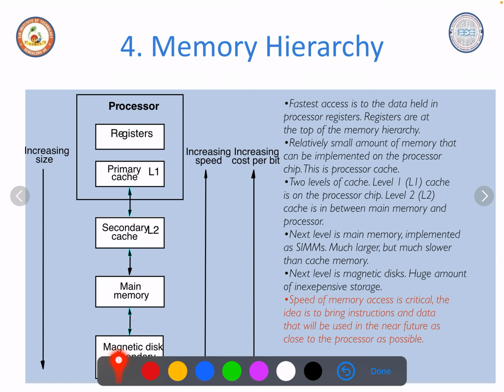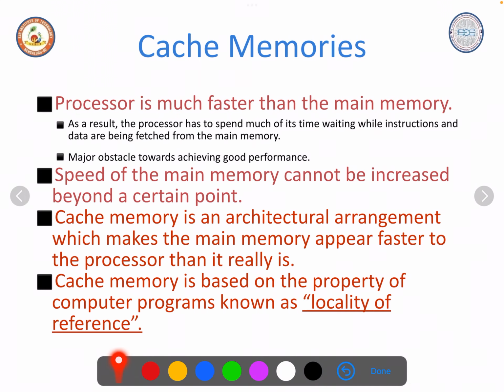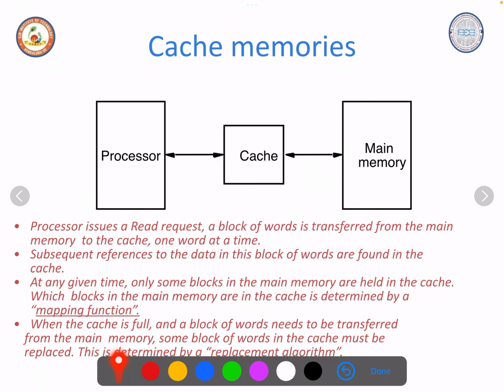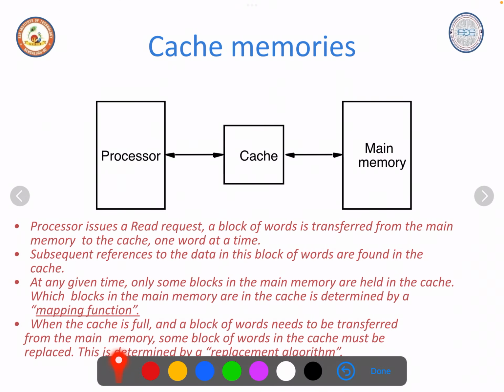The speed of memory access is critical. The idea is to bring the instructions and data that will be used in the near future as close to the processor as possible. That's about the main memory, then cache memory, as we have already seen. We will look into the next topic in the next session. Thank you. Hope you have understood.